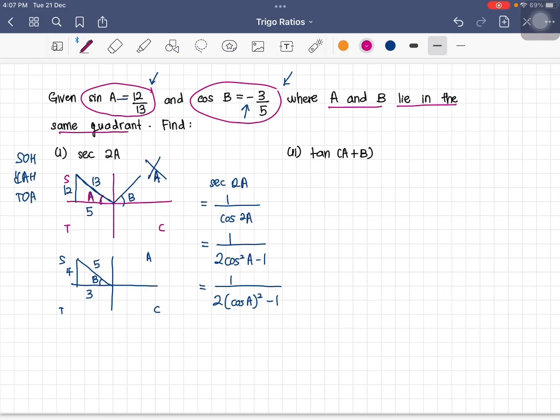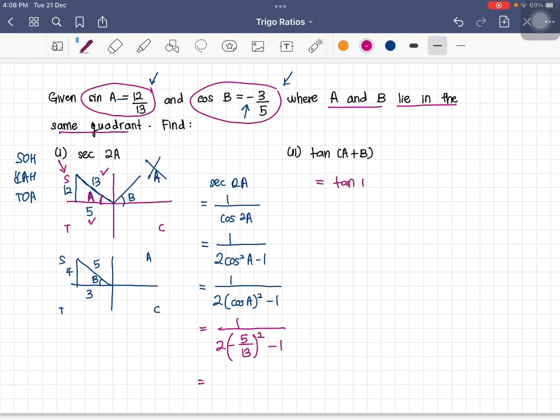Look at your A, it is here. Is it positive? For cos, it should be negative because only sine is positive from this side. Therefore, I will have 2 multiplied with cos of A, adjacent over hypotenuse, 5 over 13, but it should be negative. Why? Because it is on the second quadrant. Only sine is positive, therefore cos should be negative. You square it according to this formula, then minus 1, and then you can find this using your calculator. It's easy, right?